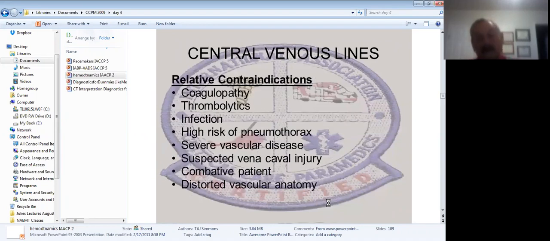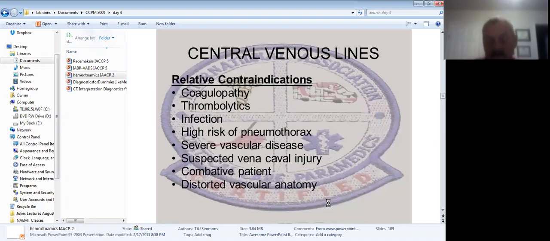So there are some contraindications: coagulopathies, thrombolytics, fibrinolytics, infections. If the patient's a high risk of pneumothorax, if they have severe vascular disease, or if they have a suspected vena cava injury, or if they're combative. Obviously, you do not want to put a central line in someone who's combative, as they might pull it out.